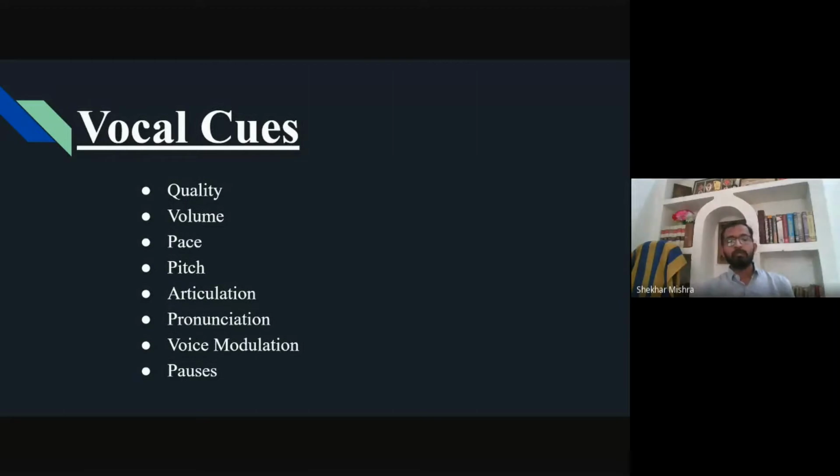Now comes the pauses. Pauses are important. Why is it important? Because it gives you a chance to think about what you were speaking and what you have to speak. It gives your audience a chance to understand what you were speaking, and that is how they relate with you. So that's why pauses are important.